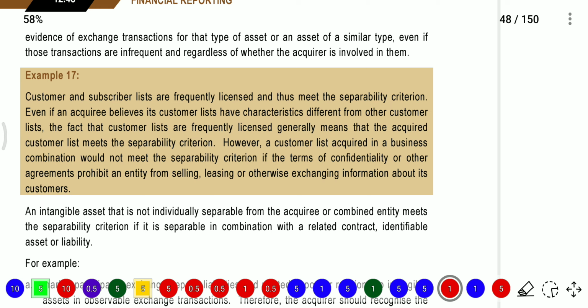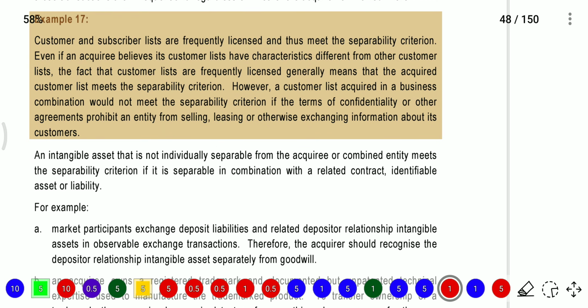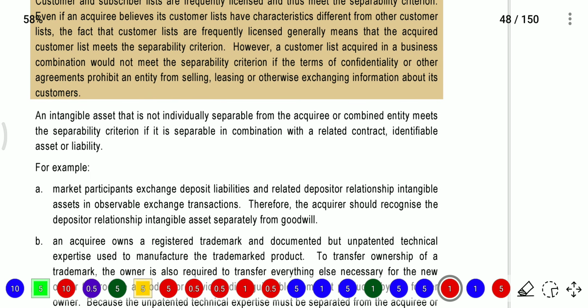However, a customer list acquired in a business combination would not meet the separability criterion if confidentiality or other agreements prohibit an entity from selling, leasing or otherwise exchanging information about its customers. So, many companies do not sell their customer lists, and such a list does not meet the separability criterion.